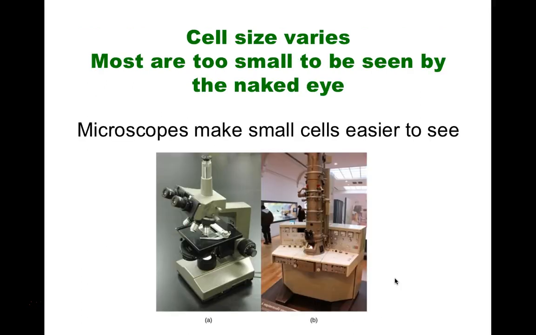Cell sizes vary, and most cells are too small to see with a naked eye. There are exceptions. There are some cells that you can easily see without any additional magnification. But for the most part, cells are too small for us to see with our unaided eye. There are two general categories of microscopes, well actually three now, that can be used to view these tiny little cells.